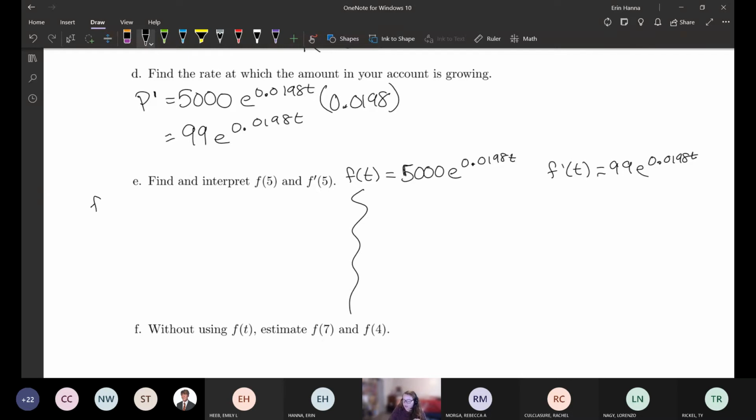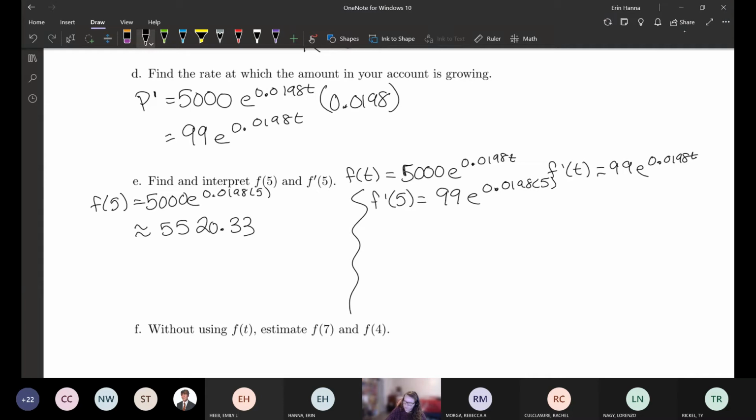So of course, to find f of 5 and f prime of 5, we just plug in 5 to these equations. 0.0198 times 5. So f of 5 is approximately 5,520 and 33 cents, let's say. And then for the derivative value, plug in 5 for the derivative. So 99 times e to the 0.0198 times 5. And this is approximately 109.30.